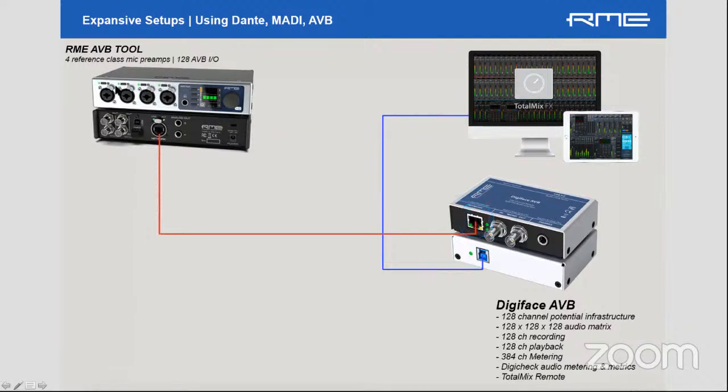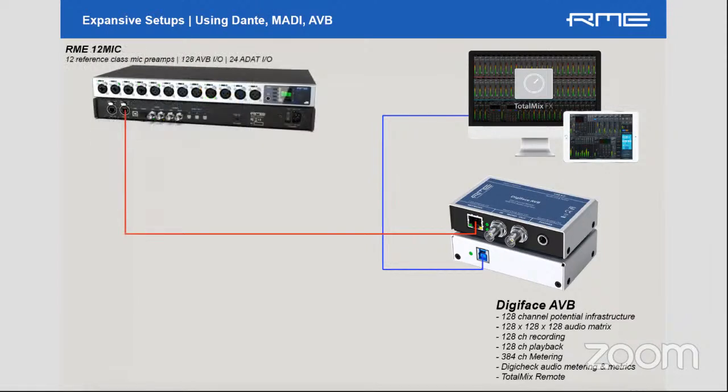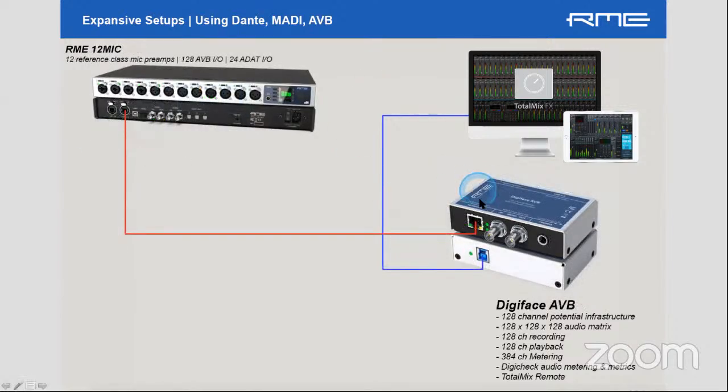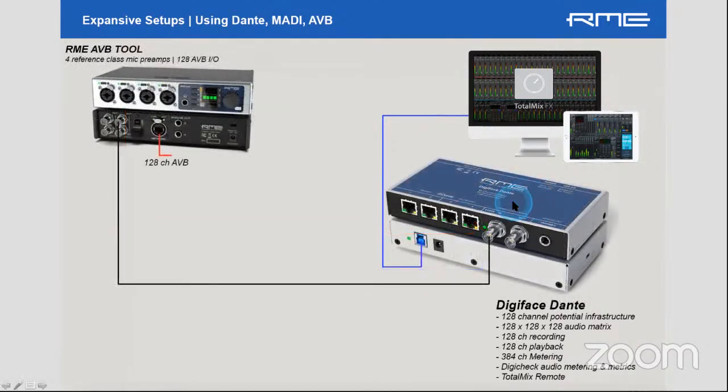And now we've added 4 microphone preamps. We've added 128 channels of MADI, as well as 128 channels of AVB to this setup. But we can also add a 12 channel mic pre as well. And we can also go to Dante. So I switched from AVB over here on the right. Now I've just switched to Dante.